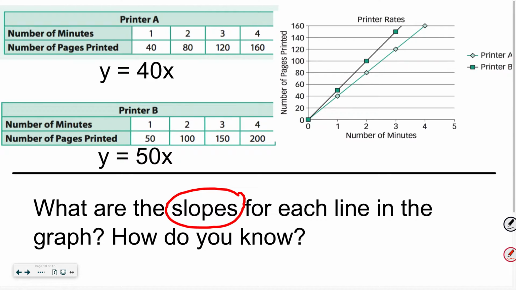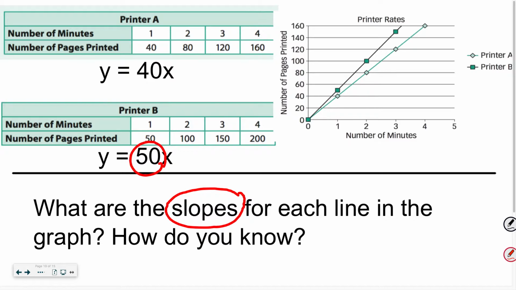So the slope for printer A is 40. So what would the slope for printer B be? 50. Because we already found that the unit rate is 50, and we know that the unit rate and the slope are the same.